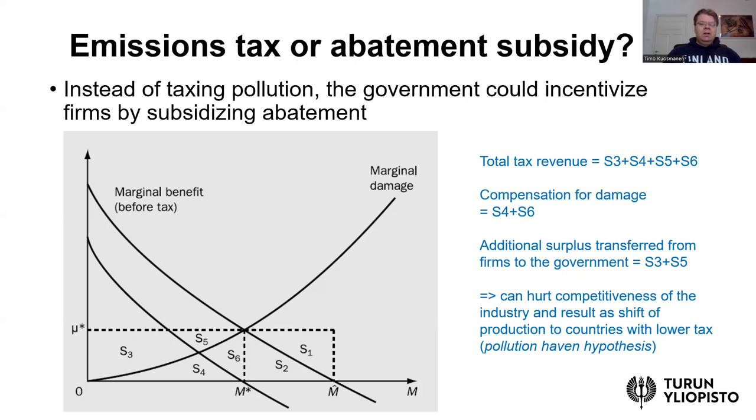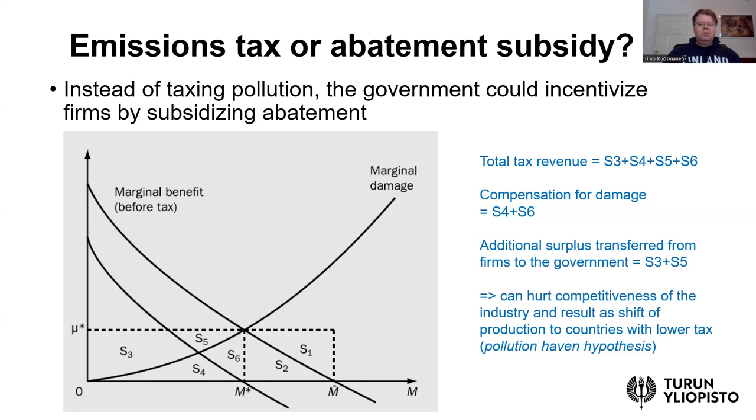So part of that tax revenue could be used for compensating the damage. So the damage cost would be the area which is indicated in this figure with S4 and S6. So this is the area that falls under the marginal damage curve until point M asterisk.